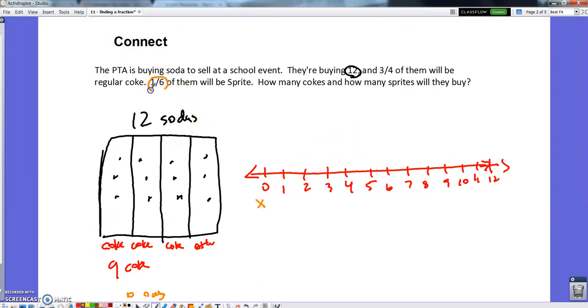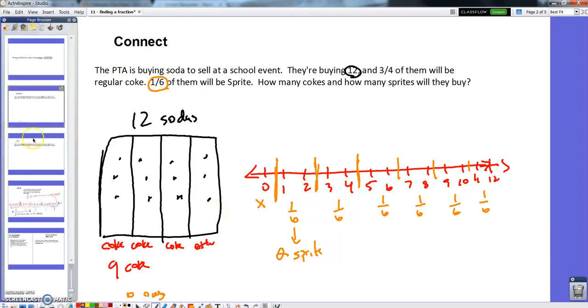A 6 will be sprite, so I have to divide it into 6 groups. And so I said, all right, that's going to be a 6, and that's going to be a 6. 2 at a time makes a 6. 3 groups of 6. 4 groups of 6. 5 groups of 6. And 6 groups of 6. So every 2 makes a 6. So that means 2 will be sprite. And that's how we did that.